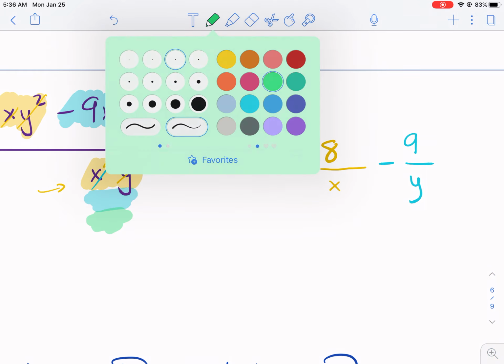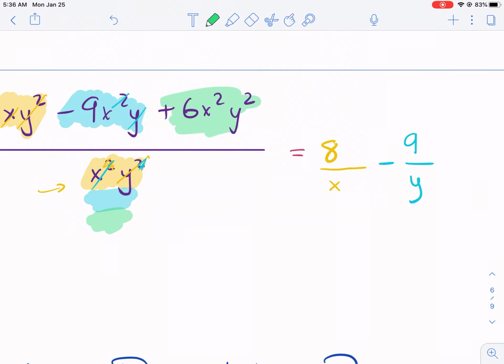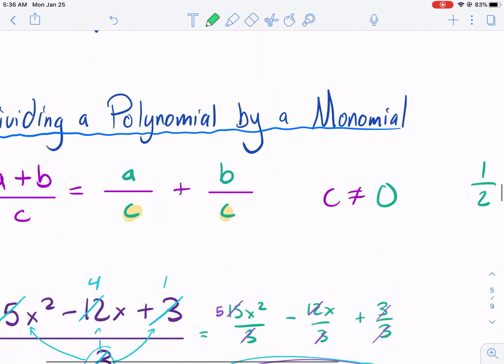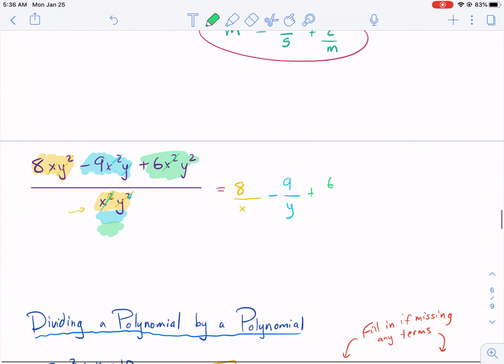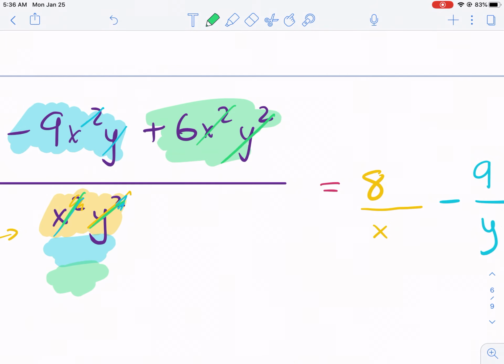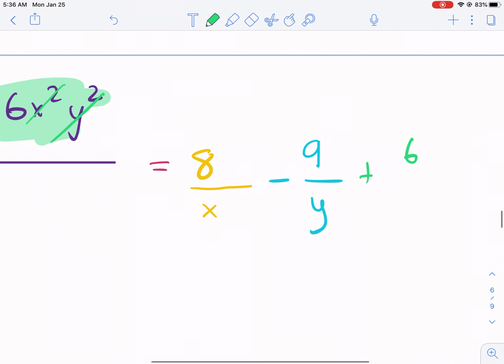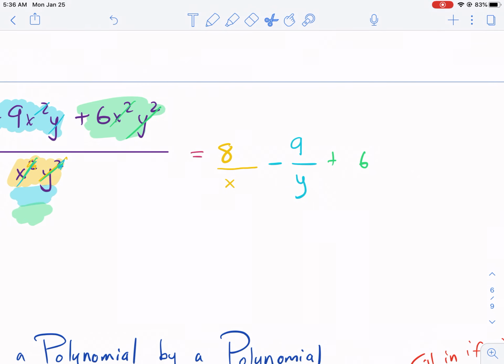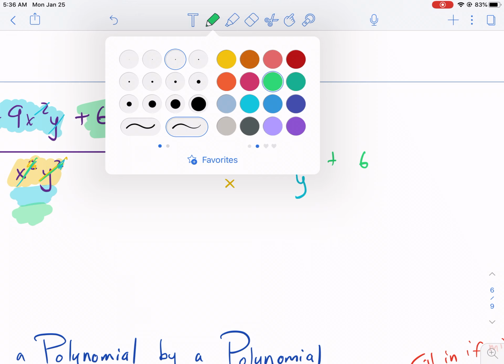Now we're moving on to the green. Again, plus, there's no other sign. 6, there's no other coefficient. The x squareds are going to cancel. Boom, x squareds are gone. Whoops, didn't mean to scroll up. Boom, the y squareds are gone. They cancel. So it's just 6. And that's it. That's all there is to it. This is the reduced form of that.